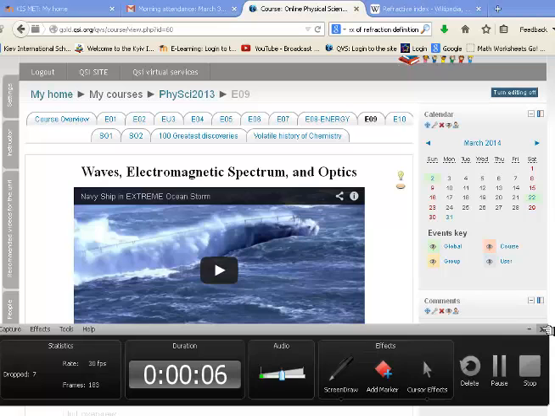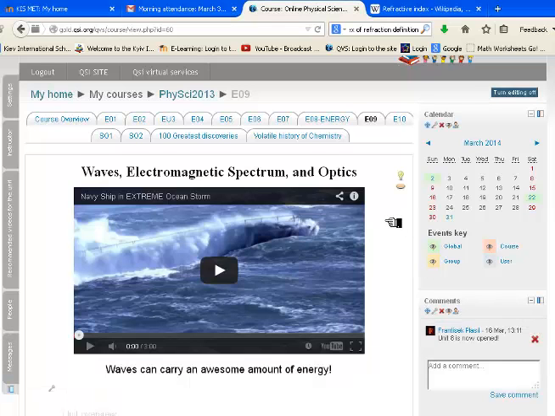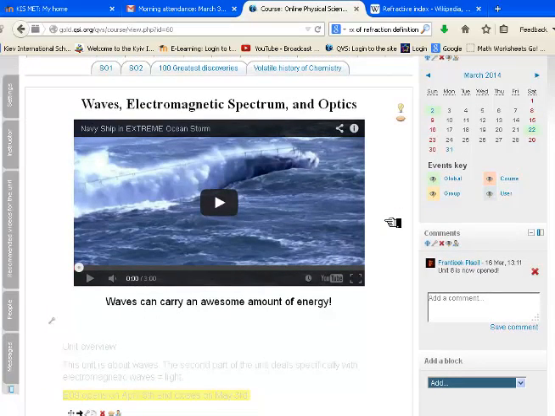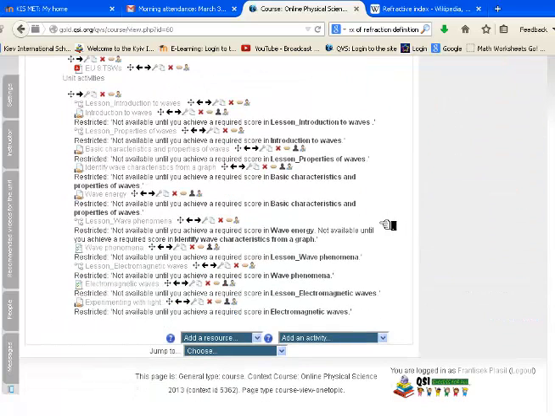Hi, physical science students. In Unit 9, there is a little lab assignment that you will complete at the very end of the unit. It's called Experimenting with Light.